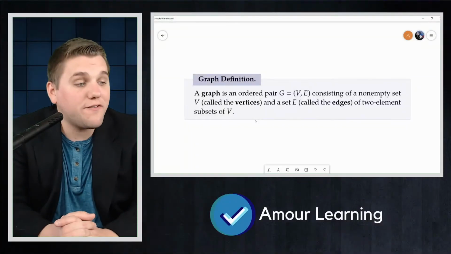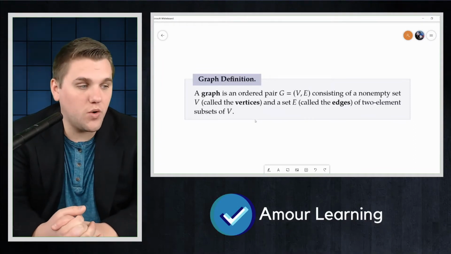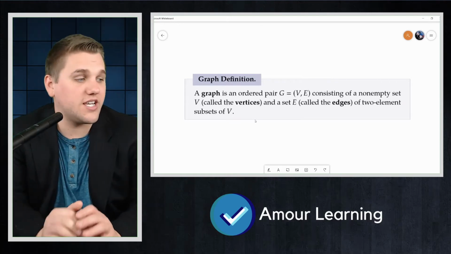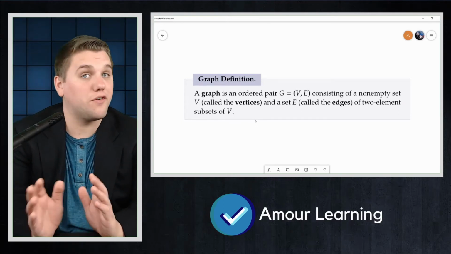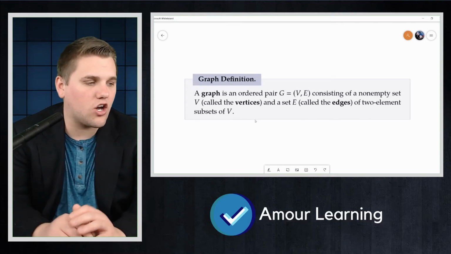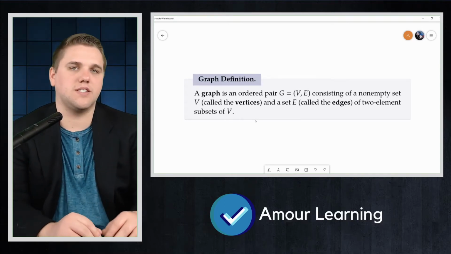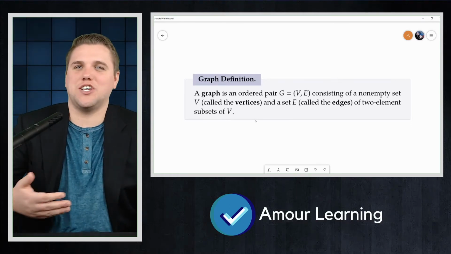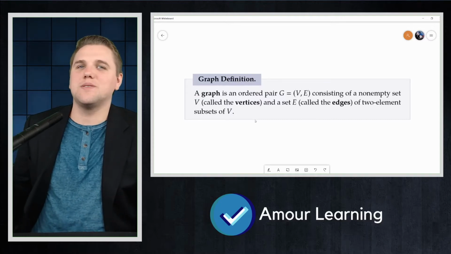We could define a graph to be a six-legged mammal, but that would not let us solve any problems about bridges. Instead, here is the standard definition of a graph, at least as of right now. A graph is an ordered pair G of vertices and edges, V and E, which are sets, consisting of a non-empty set V, called the vertices, and a set E, called the edges, of two-element subsets of V. Strange. Nowhere in the definition is there talk of dots or lines.